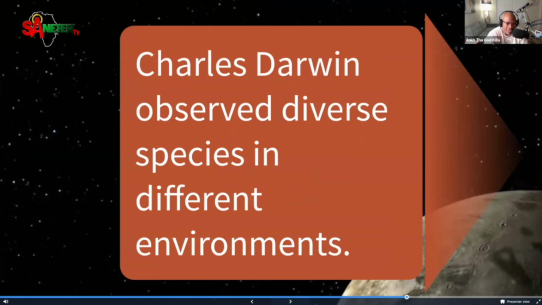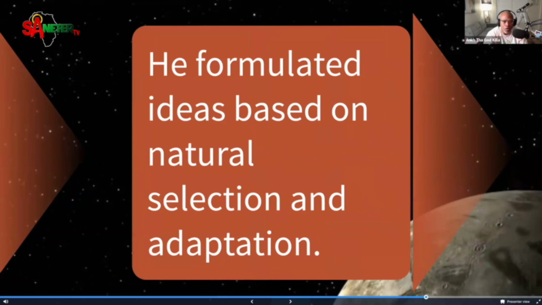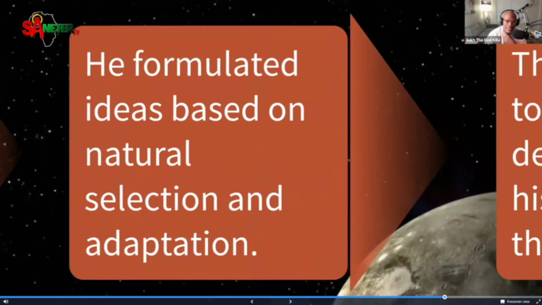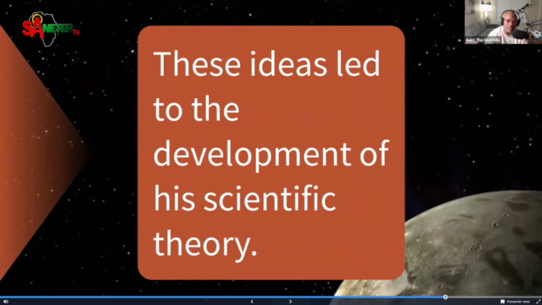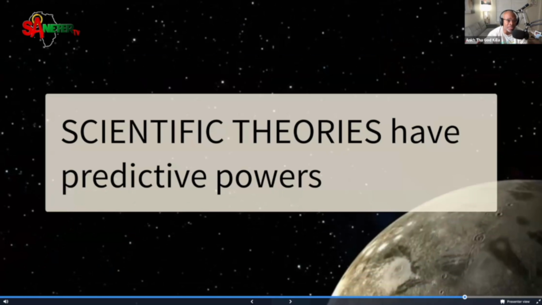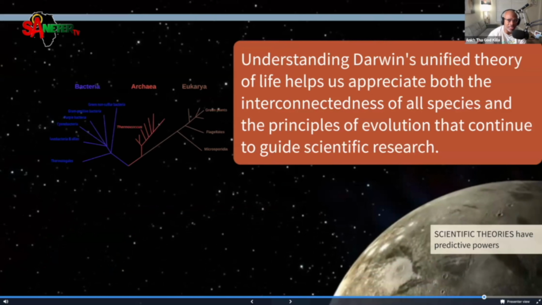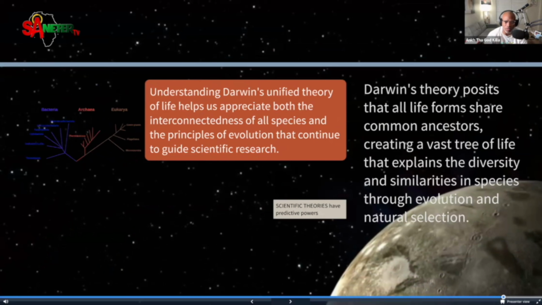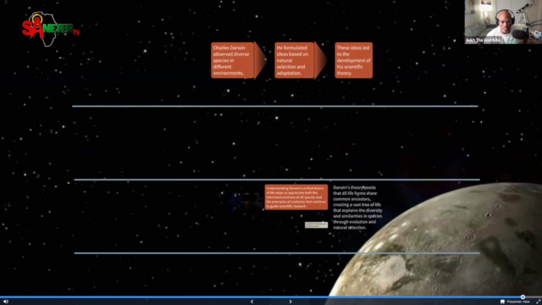Charles Darwin observed diverse species in different environments. He formulated ideas based on natural selection and adaptation. These ideas led to the development of his scientific theory. Scientific theories have predictive powers. Understanding Darwin's unified theory of life helps us appreciate both the interconnectedness of all species and the principles of evolution that continue to guide scientific research. Darwin's theory posits that all life forms share common ancestry, creating a vast tree of life that explains the diversity and similarities in the species through evolution and natural selection.